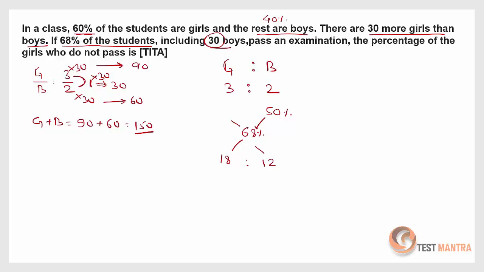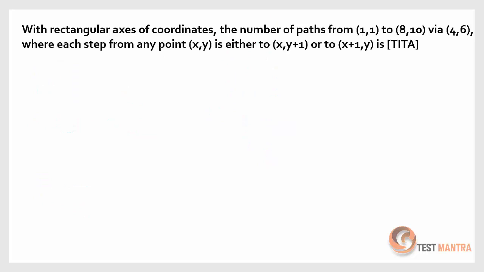Also I can say the percentage of girls who passed the examination will be 12 more than 68 percentage points, so that will reflect 80%. So the girls who passed the examination are 80%. Those who did not pass, the failed girls, are 20%. Right, let's take the next one.